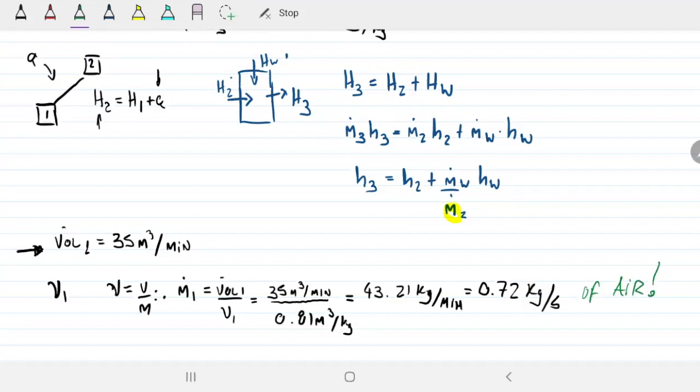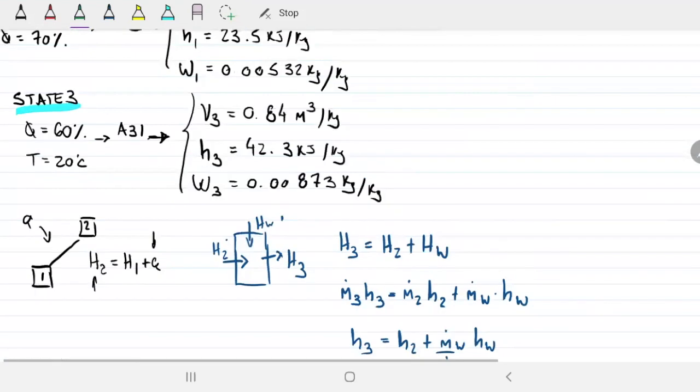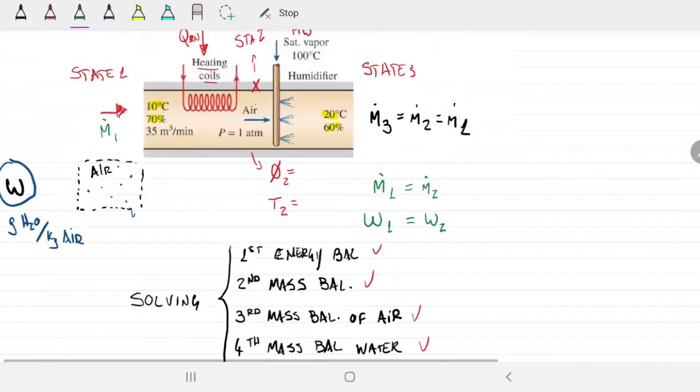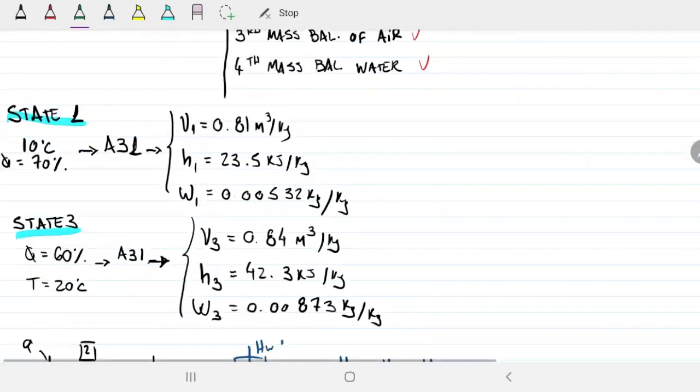0.72 kilograms per second coming in every time. And again, mass balance, right? Air is not leaving this through any other way. There's no other exit for air. So it can only go from 1 all the way to 3. So whatever the mass flow rate of air on 1 has to be the same mass flow rate on 2, which has to be the same mass flow rate on 3.